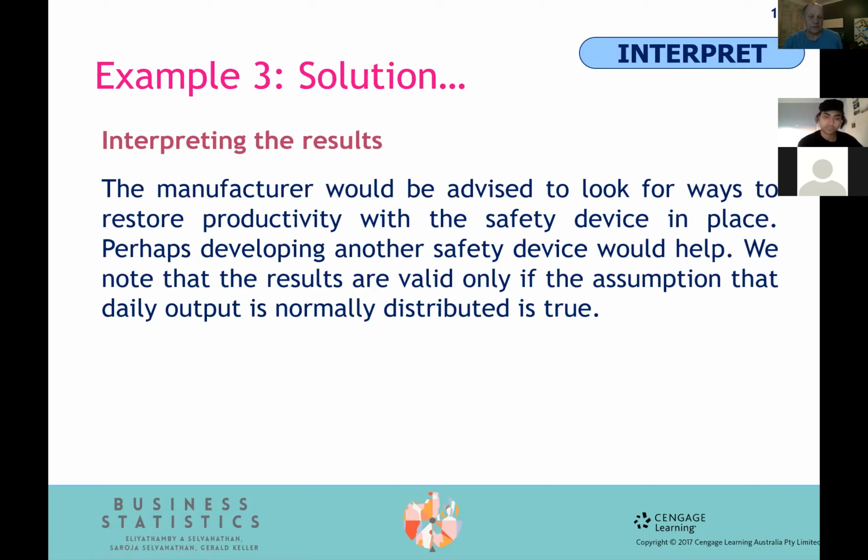Okay, interpreting the results: the manufacturer would be advised to look for ways to restore productivity with the safety device in place. Perhaps developing another safety device would help. We note that the results are valid only if the assumption that daily output is normally distributed is true. That's important whenever you produce any report from now on. You need to draw a conclusion and an interpretation, okay?